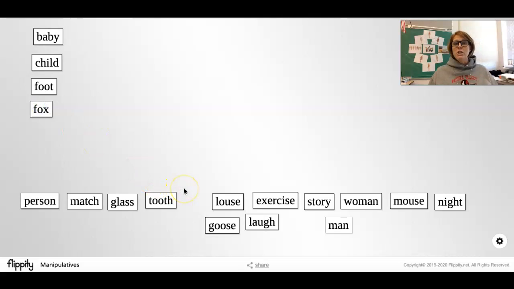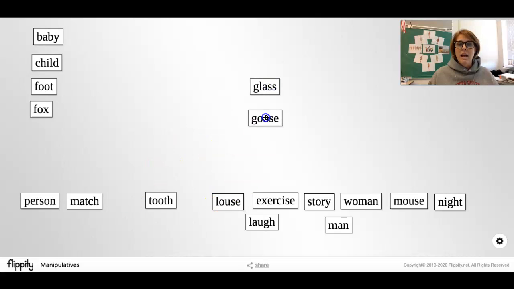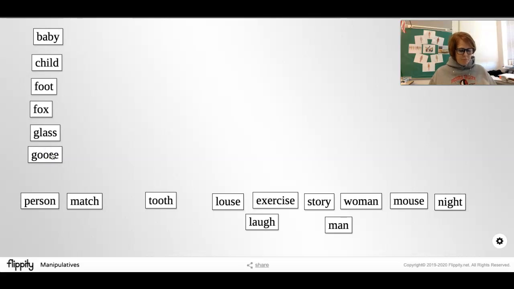Now I'm going to look for G words. I see glass and goose. Again, two words. They both start with G. So let's look at the second letter. We have an O and we have an L. Well, when I think of the alphabet, L comes before O. So I'm going to go glass and then goose. I keep going in the alphabet.